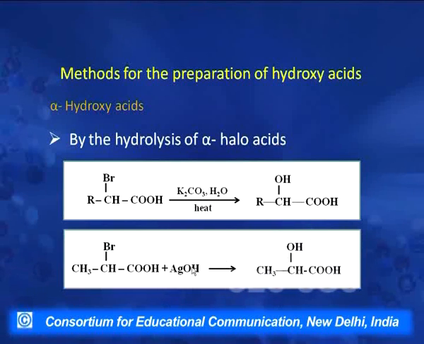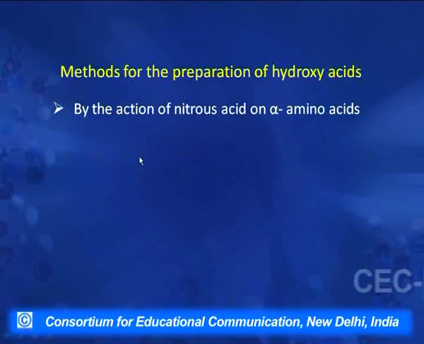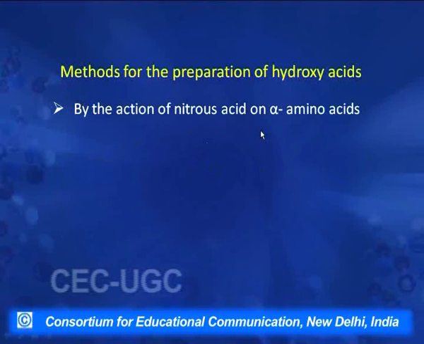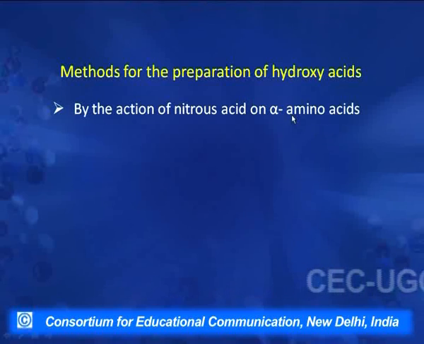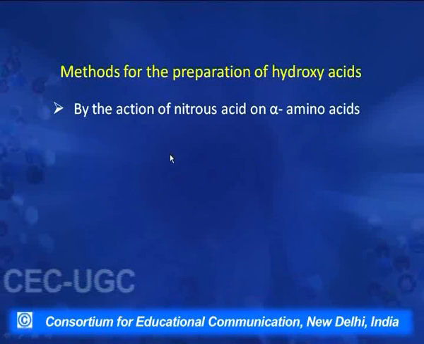Then there is another example with silver hydroxide. Then by the action of nitrous acid on alpha amino acids. As I told you, alpha amino acids constitute proteins. So they are obtained from proteins also, and they are synthesized in the laboratories also.